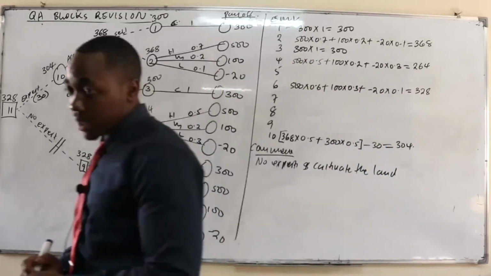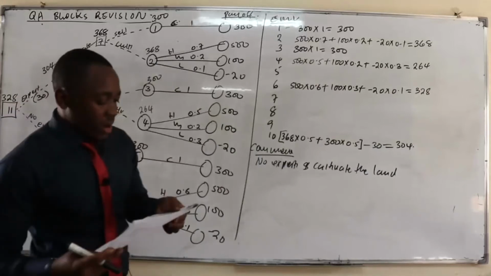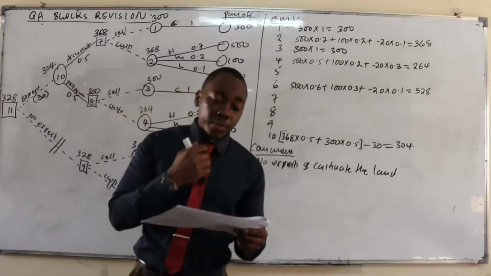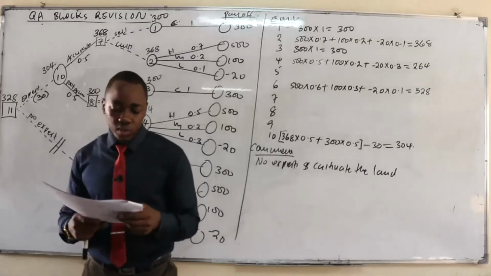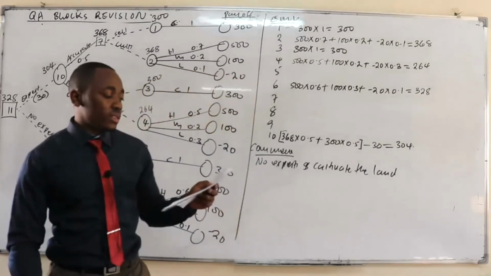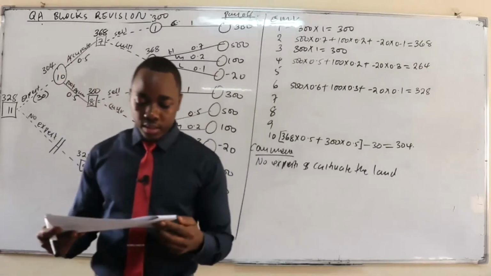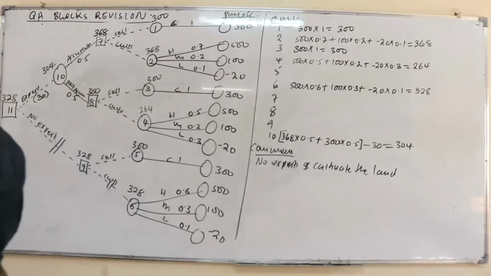So let's go back to the question. What was required? Number 1 was construct a decision tree for the above problem. We have that. Number 2, the expected monetary value for each decision. You have computed the EMVs. And then number 3, decision that you would recommend. Good. So you can take a screenshot of that.